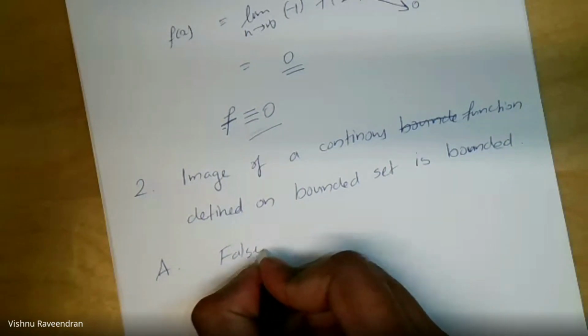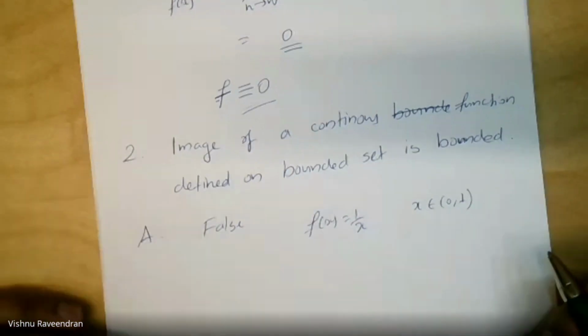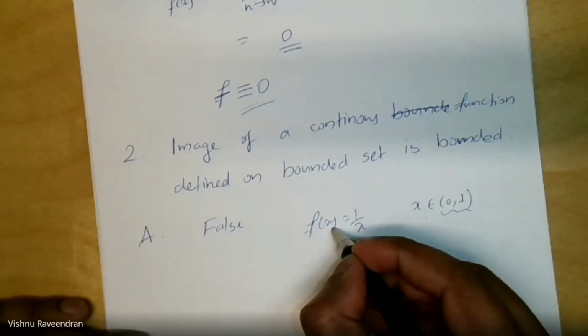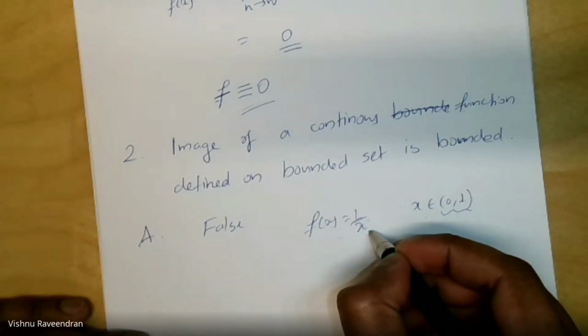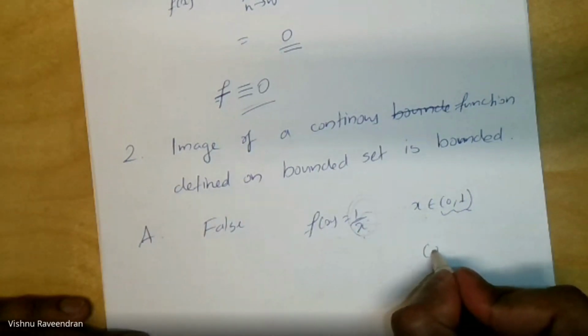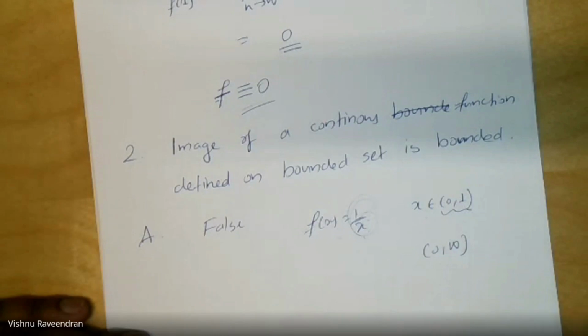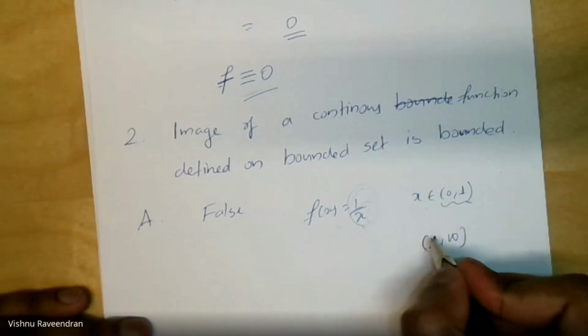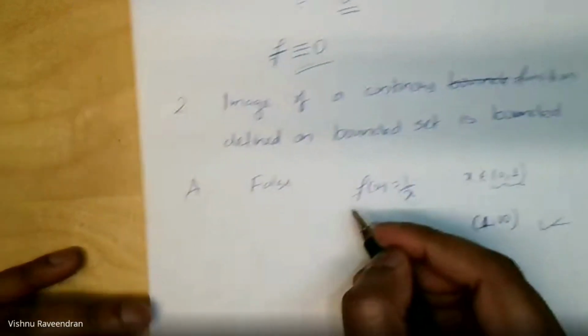Can you give a counterexample? f of x equals 1 by x in the open interval (0,1). This is a bounded interval, and f of x is a continuous function, but this is not a bounded function. The image of f of x will be 1 to infinity. So this statement is false.